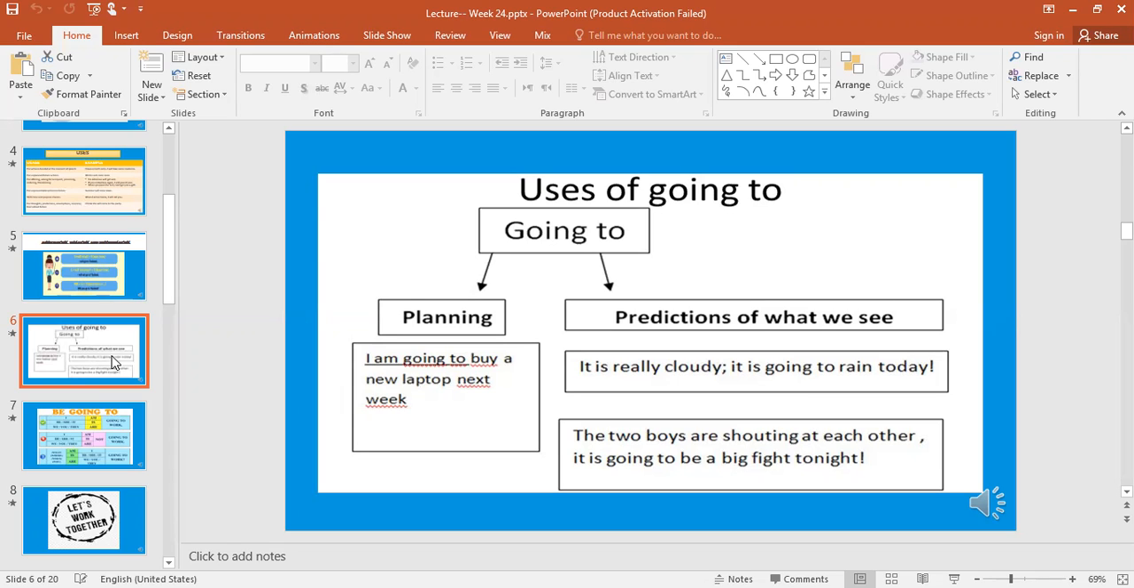First of all, let me tell you something. When I say be going to, be is the helping verb. Yani be could be am, could be is, and could be are, based on the subject. So I am going to, he is going to, they are going to, we are going to, you are going to, okay? That's why we call it be going to. So be is always the helping verb. Let's talk about the uses of be going to.